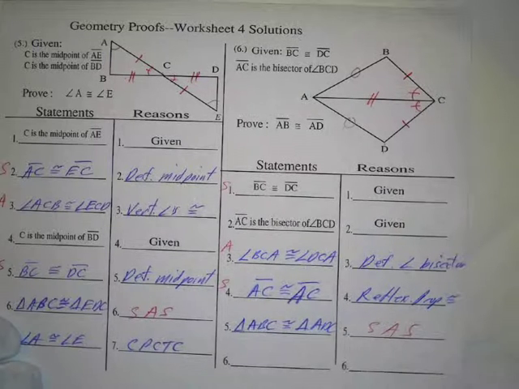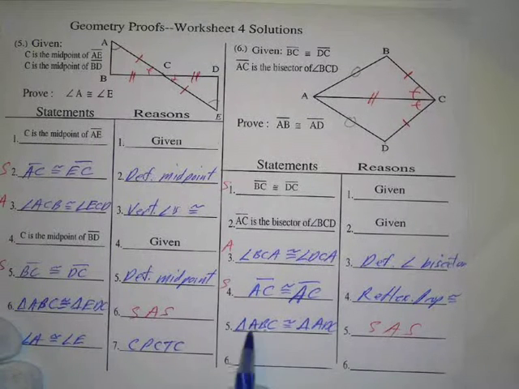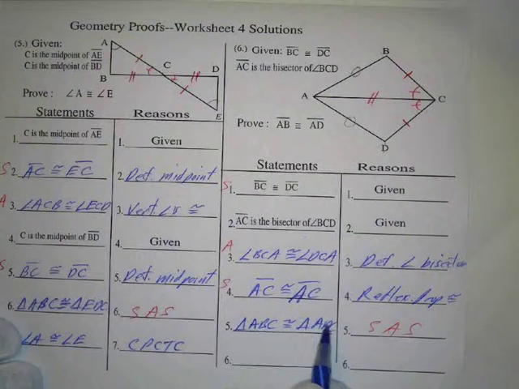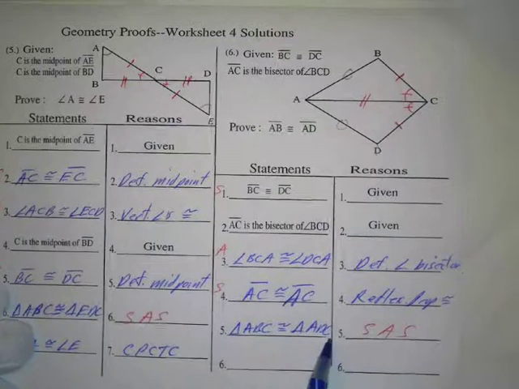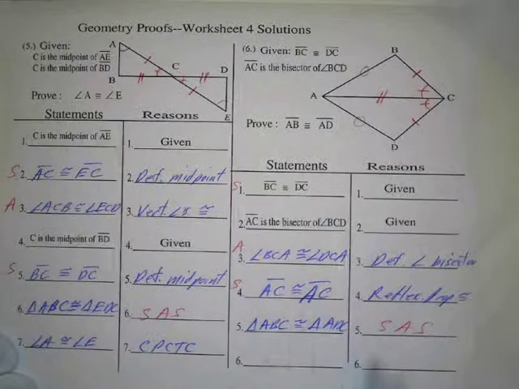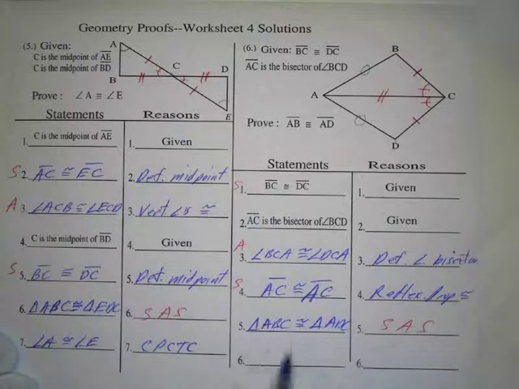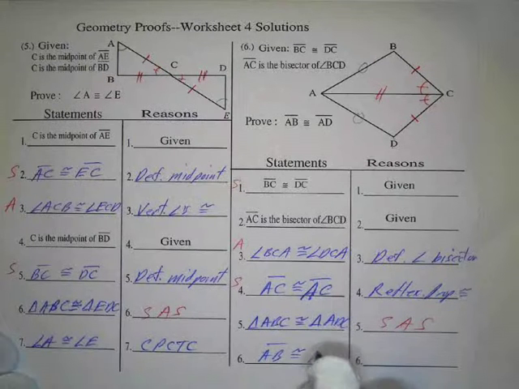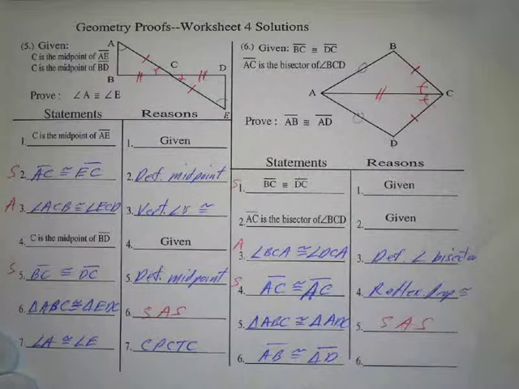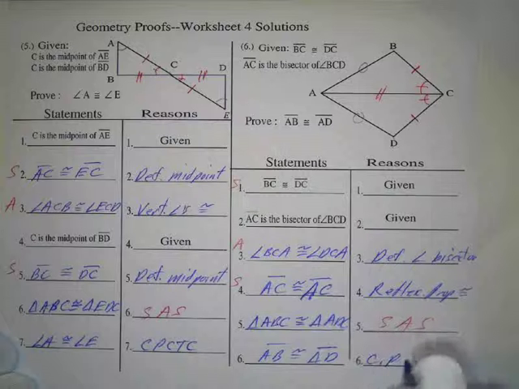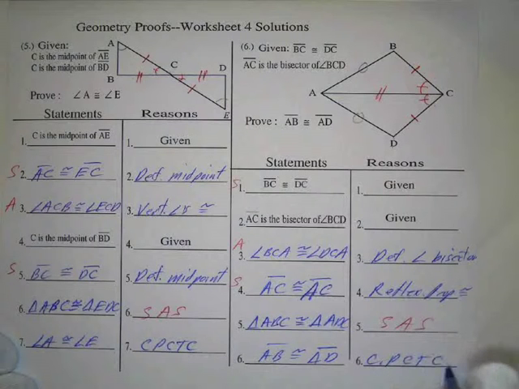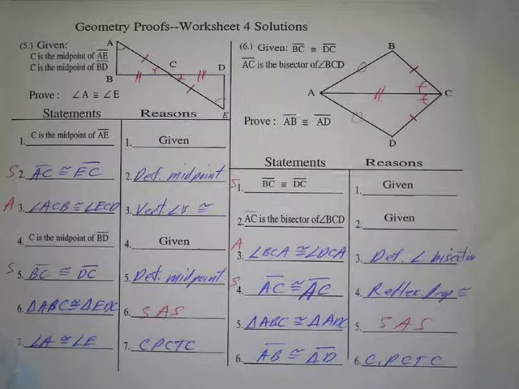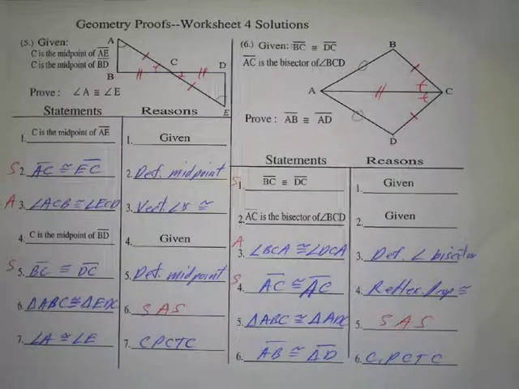And if that's the case, then I know that AB, and I'll notice that AB are the first two letters and AD are the first two letters. I know that AB and AD correspond to each other, and they're going to be congruent because corresponding parts of congruent triangles are congruent. So we'll say that AB is congruent to AD. Why? Corresponding parts of congruent triangles are congruent. Right? CPCTC. And there you have it.